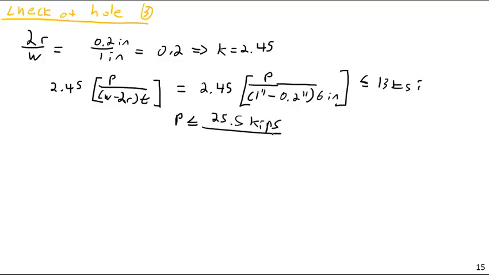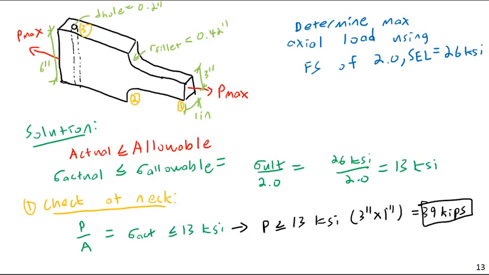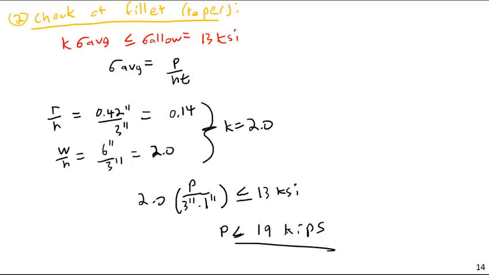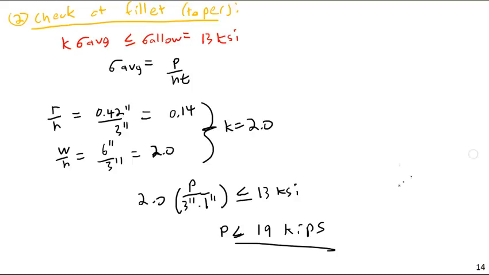So we have this limit here, and this limit here. So it's actually going to be this one that controls. So the allowable load on this is 19 kips. 19 kips controls.